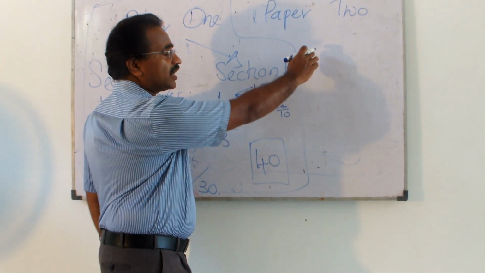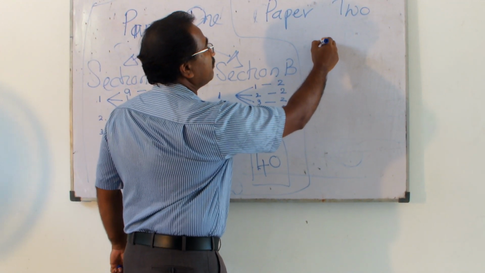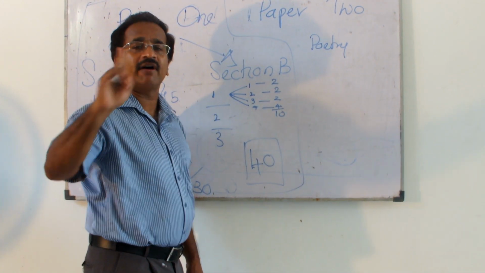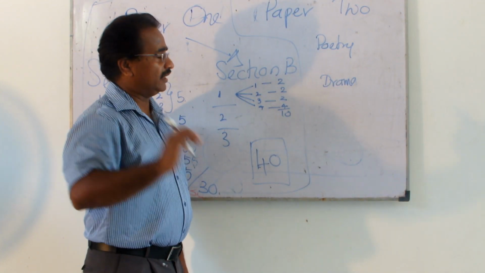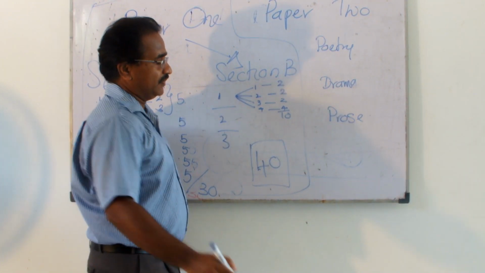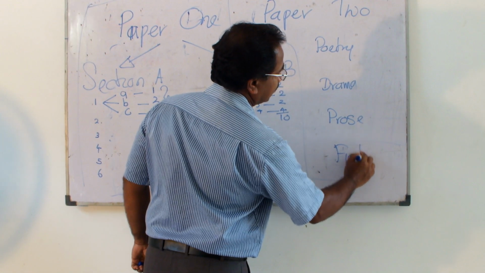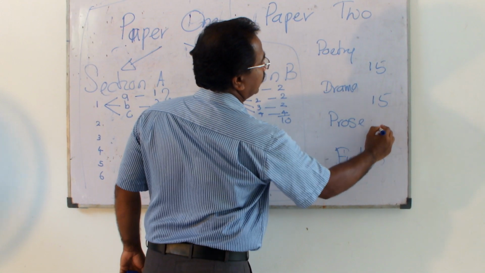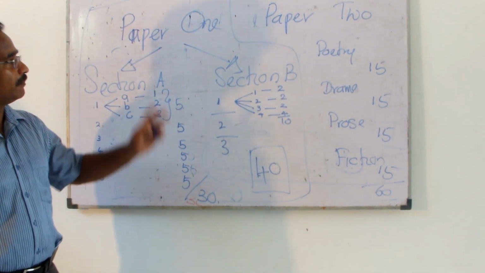In paper 2, there are questions from poetry, drama, prose, fiction. So there are 5 questions from poetry, but you have to select only one. There are 2 questions from drama, you have to answer only one. There are 4 questions from prose passages, you have to answer only one. There are 3 questions from novels, fiction, you have to answer only one. Each question you get 15 marks. So altogether 60 marks for paper 2.